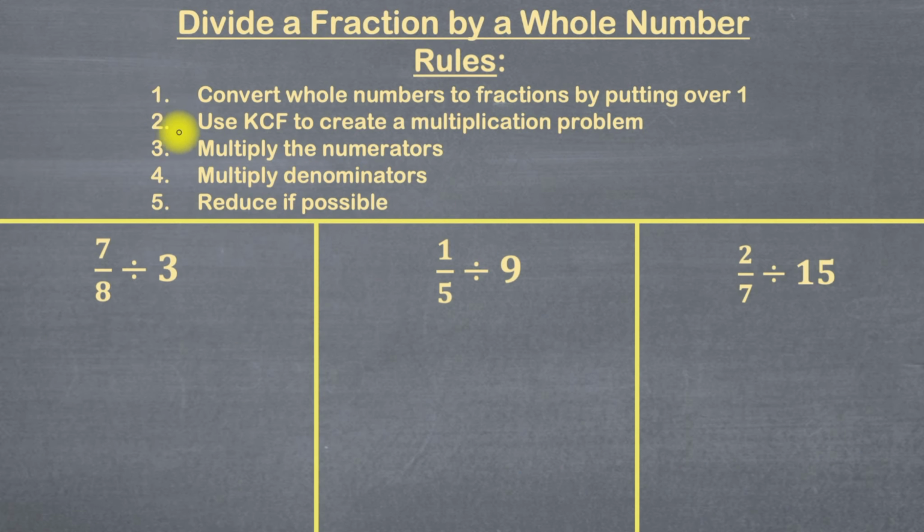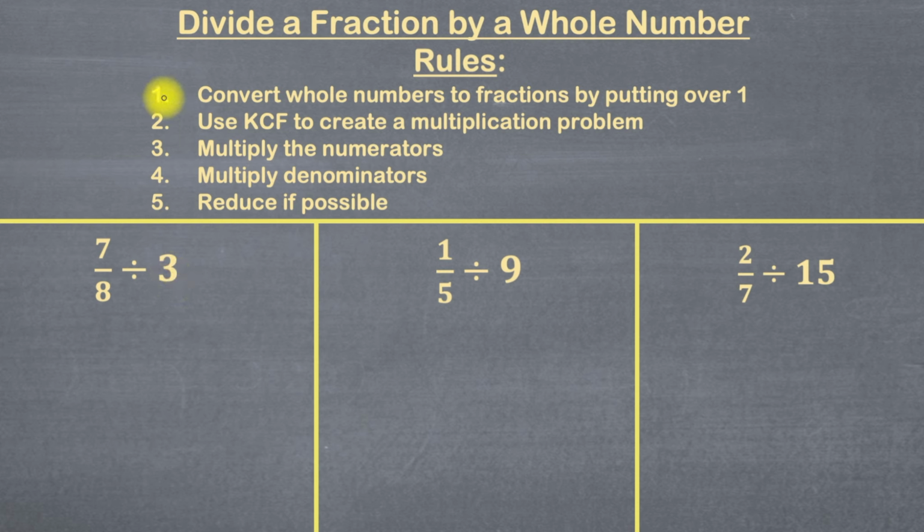So what I'm going to do instead of just reading off each of these 5 rules is go over this first example here. And as I go over this example, I'll go over each of the rules that we need to use. So let's begin. Here we have 7 over 8 divided by 3.